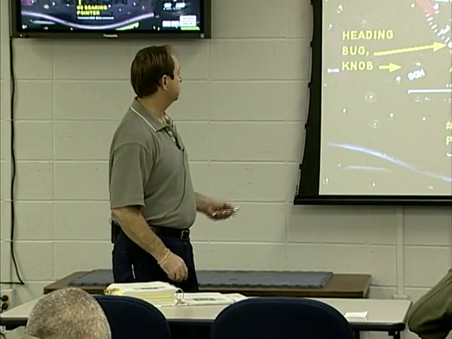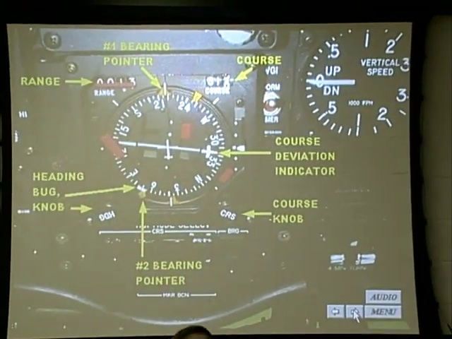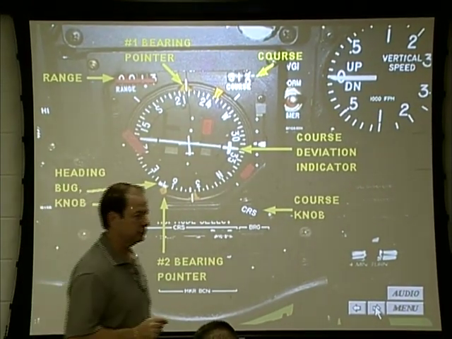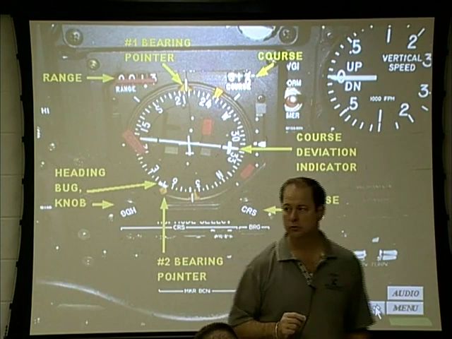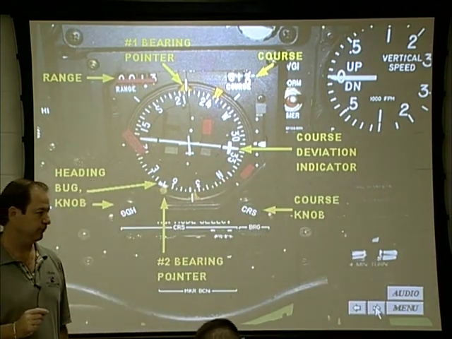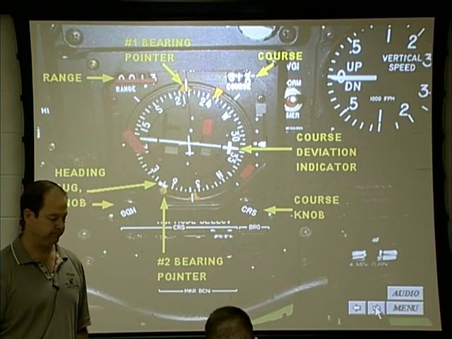Number two bearing pointer, down here at the bottom left-hand corner. The number two bearing pointer can be either your VOR signal or your ADF signal, depending on your desire. So later on we'll talk about how to dictate which one it is.